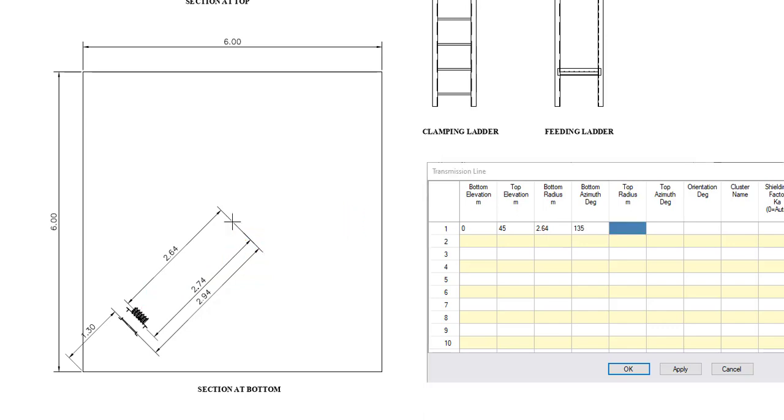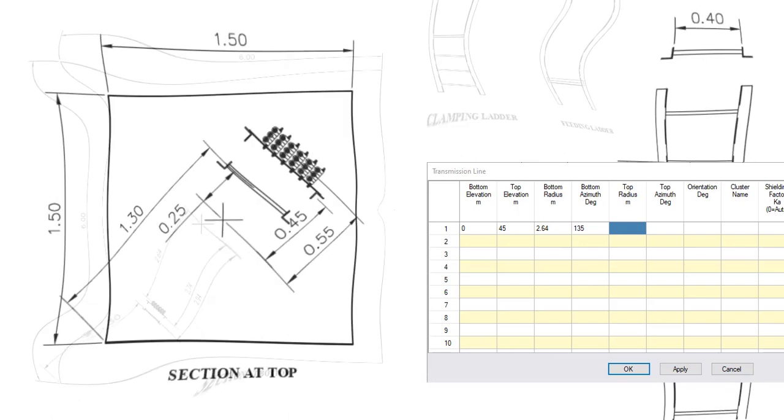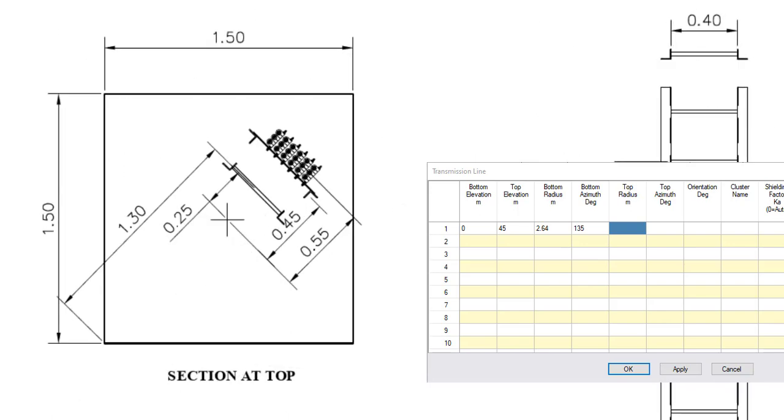To get the top radius and azimuth, go back to the section at the top of the tower. The distance from the centre of the tower to the centre of the transmission line cluster is 0.55 metres. Set top radius to 0.55 metres. The angle between the x-axis and the line from the centre of the tower to the centre of the cluster is equal to 315 degrees, measured clockwise. The angle value can be minus 45 degrees, which is equal to 315 degrees. Both are the same.